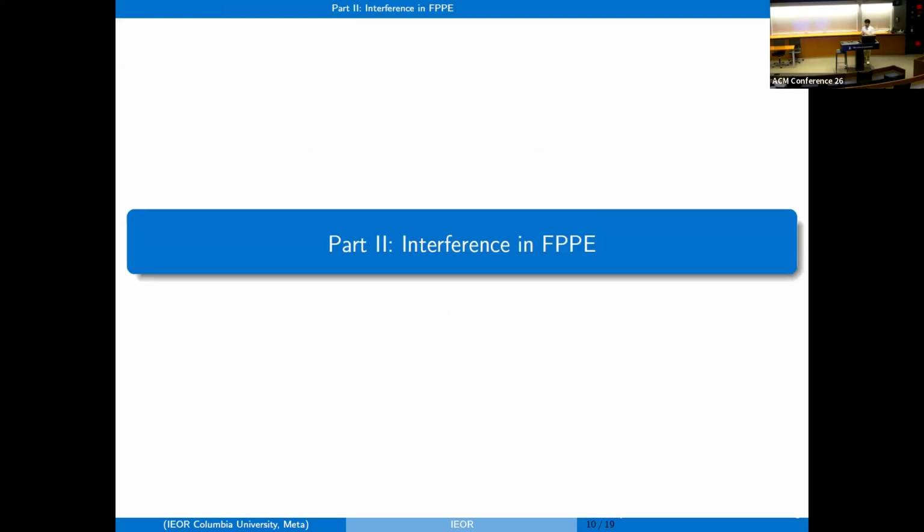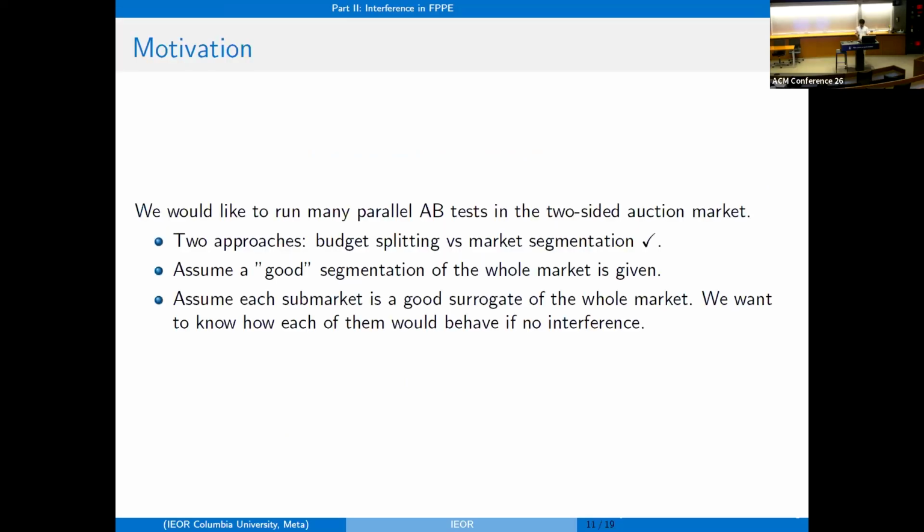Okay, so now we can go into the interference part of the paper. So just a quick recap of the motivation. We would like to run many parallel A/B tests at the same time, and in our work we assume that a good segmentation of the market is given. So we assume the clusters are given, and based on that we develop our theory. And we assume each submarket is a good surrogate of the whole market, and we want to know what the market would be like if there is no interference.